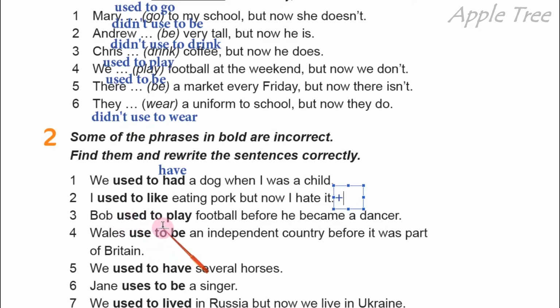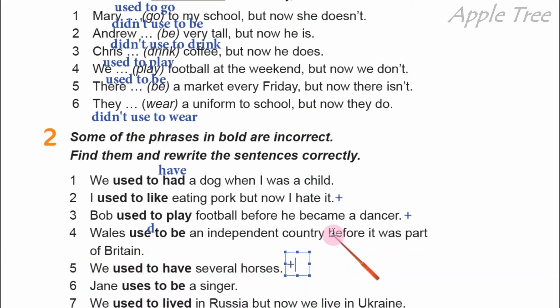Bob used to play football before he became a dancer. Він раніше грав у футбол перед тим, як став танцівником. Ну, мабуть, правильно також. Wales use to be. Ну, одразу. Use має бути закінченням ed, так? Used to be an independent country before it was part of Britain. Wales був незалежною країною до того, як він став частиною Британії. We used to have several horses. Це правильно. Ми раніше мали декілька коней.